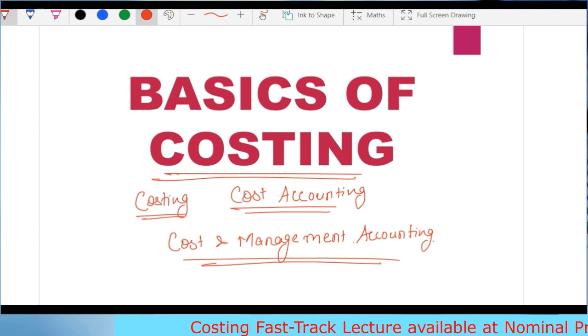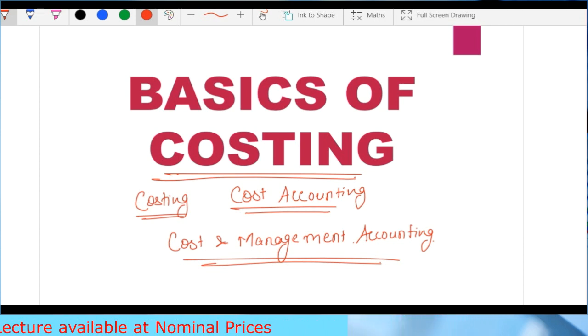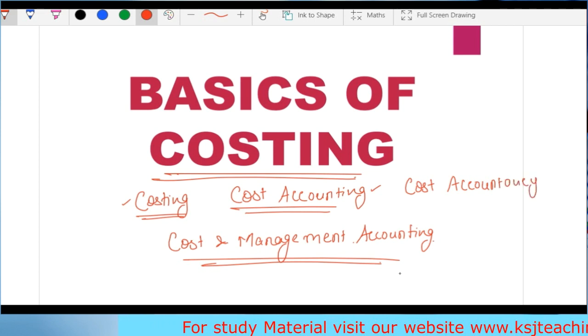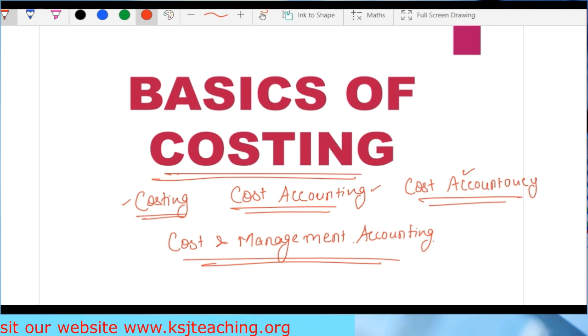The content of the subject remains the same, but if we go into the terminologies, costing means something different, and cost accounting means something different. There is another term, cost accountancy, which also means something different. But in a broader sense, all these terminologies involve the same content.